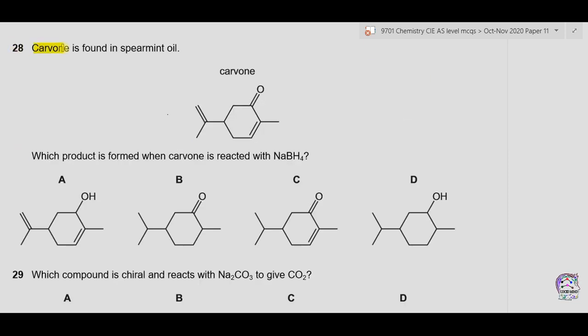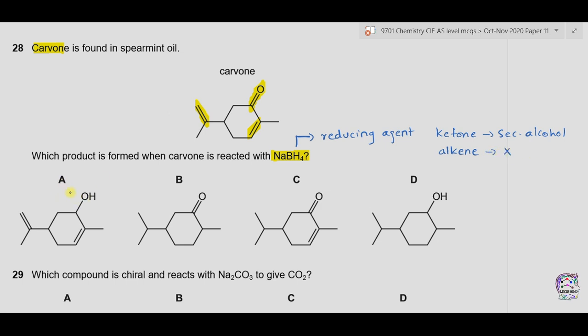Question 28. Carvone is found in spearmint oil. This is the structure. We can see that we have a ketone functional group and also an alkene is present. Which product is formed when carvone is reacted with NaBH4? Now NaBH4 is a reducing agent and it can reduce a ketone functional group to a secondary alcohol group, while the alkene is not reduced.